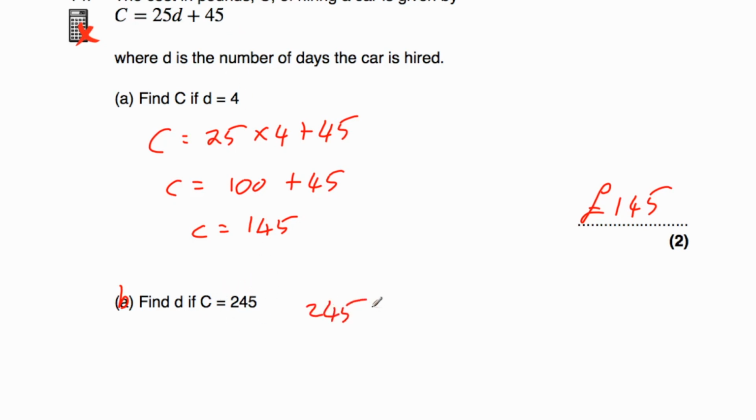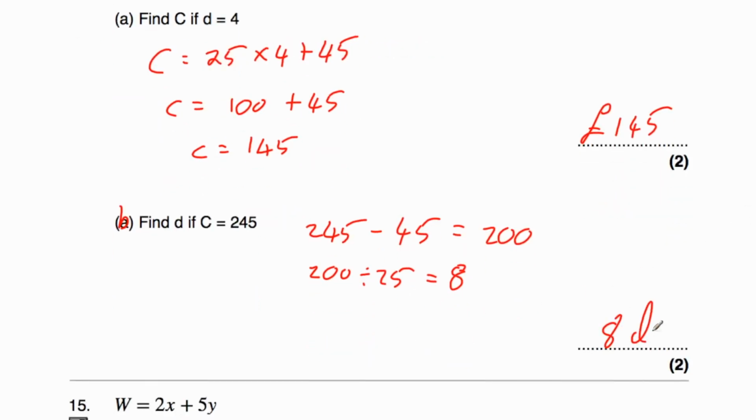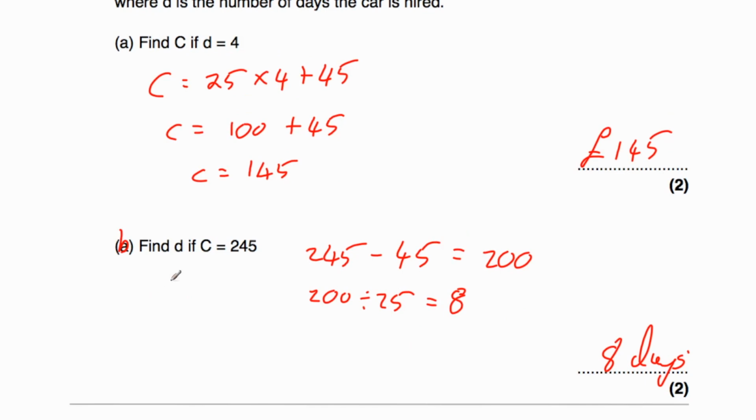So we could do 245 take away 45 is equal to 200, and then divide it by 25 because it's £25 per day. So if we do 200 divided by 25, that's equal to 8. So that means that the car was hired for 8 days. So that's one approach, 8 days, D is equal to 8. Another approach is to use the formula.